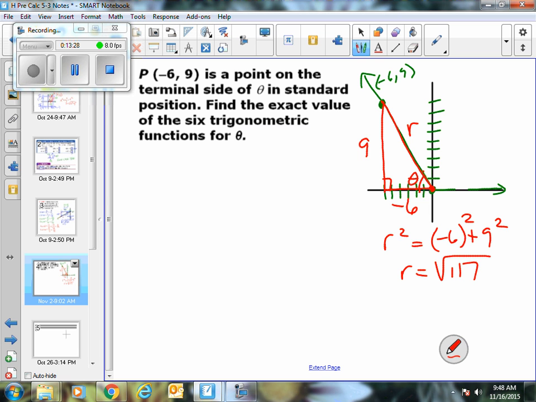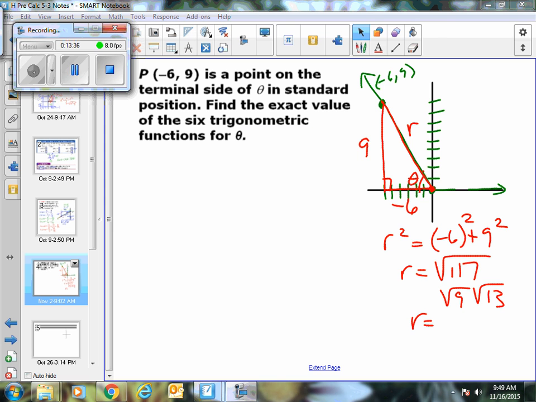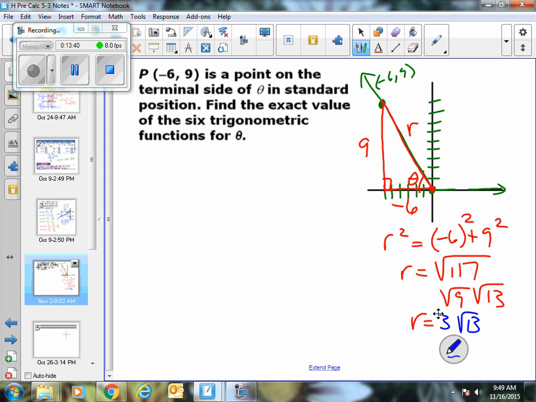Okay, so I got a 117, which is kind of a suspicious number. It kind of seems like it might be a whole number, but it's not. Alrighty, so let's see if we can figure out what that would be. So 3 square root of 13. Now let's talk plus or minus for a second. Do we need plus or minus for that side? Well, it's the radius, so the answer is no, because it's the distance from the origin to the point, always positive. So I know that that one's going to be positive.